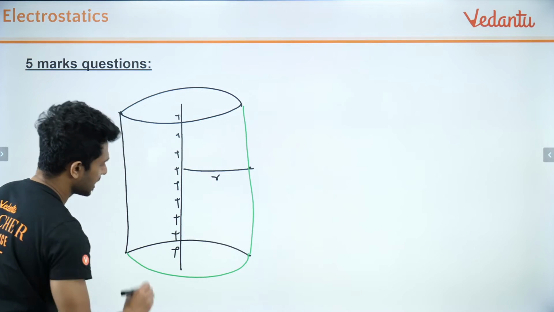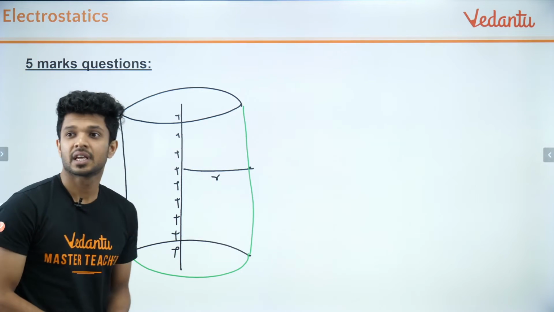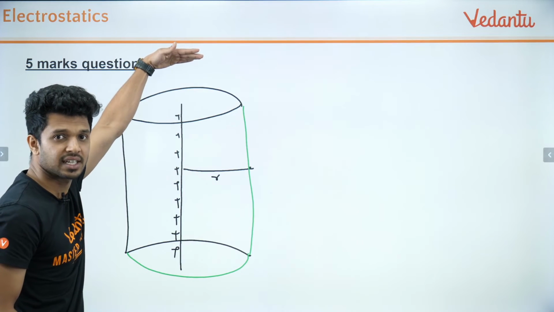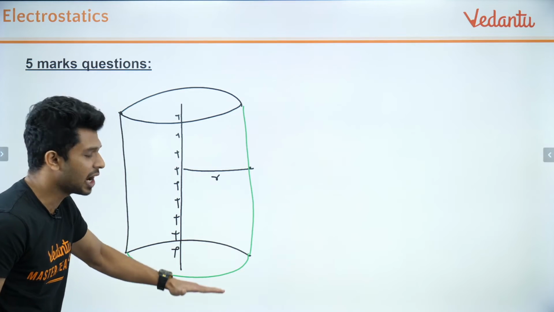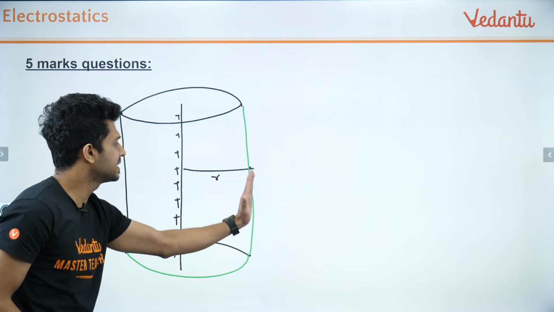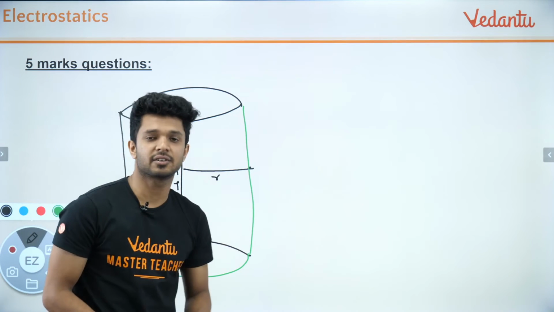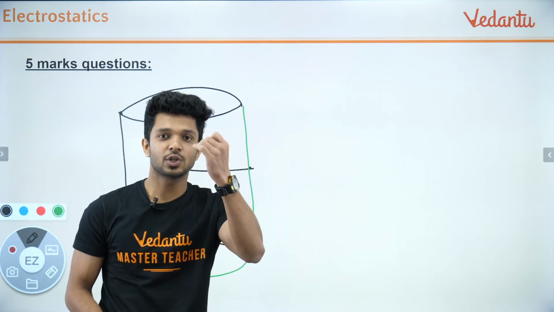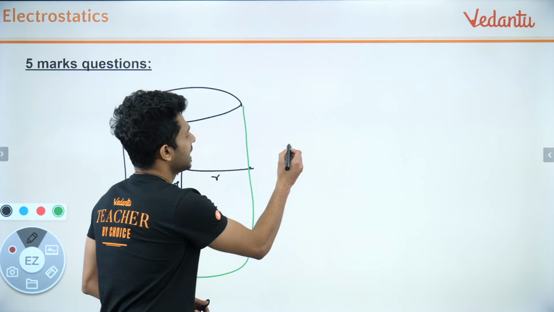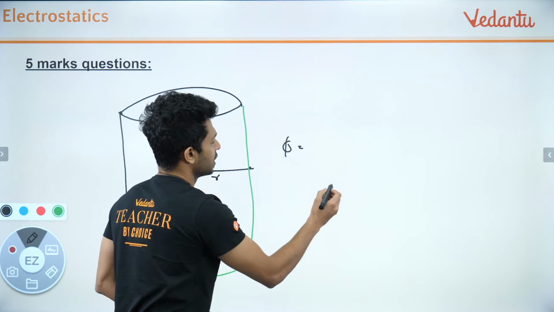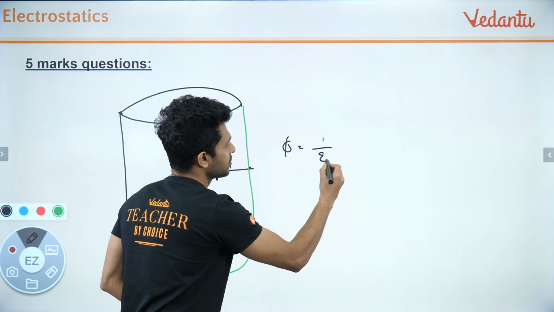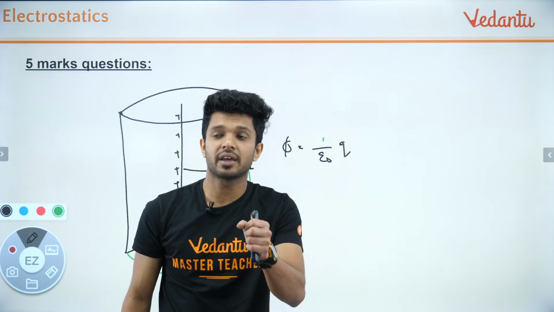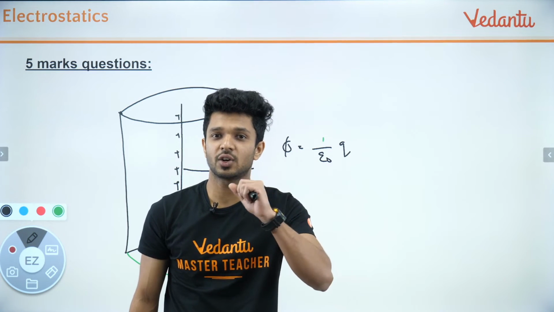For this cylinder, how many surfaces are there? It has 3 surfaces. One, the upper circular surface, the downward circular surface, and this cylindrical surface, right? So it has 3 different surfaces. So the total electric flux phi is given by 1 by epsilon 0 times the charge enclosed. This is said in the Gauss law, right?